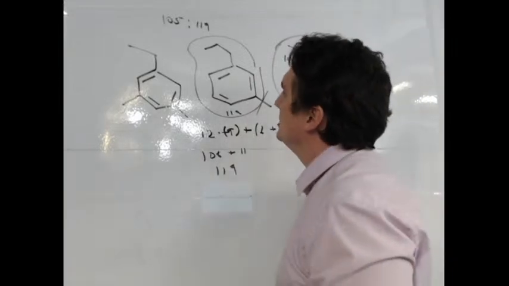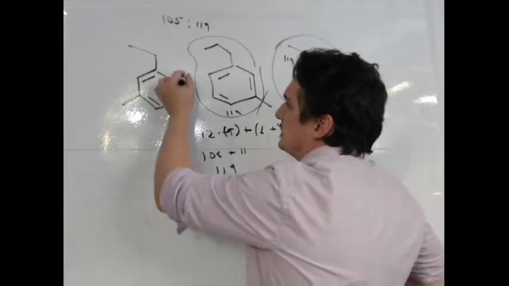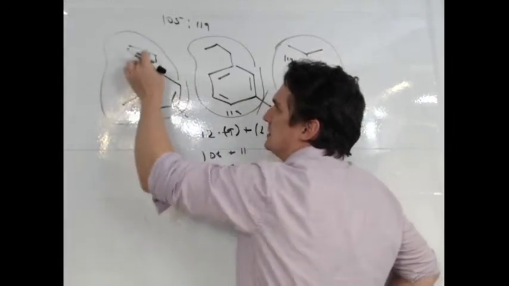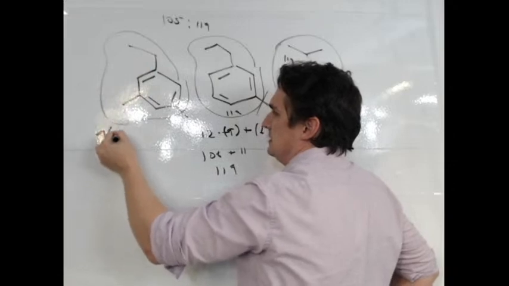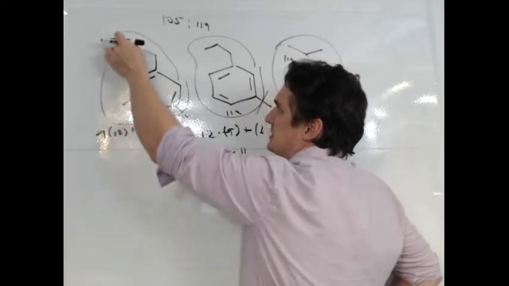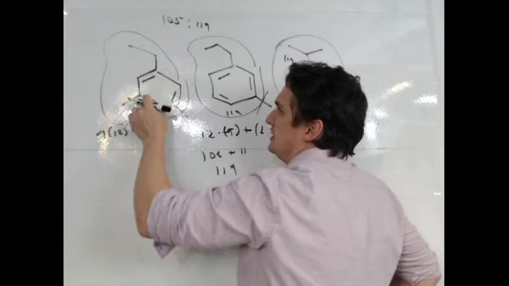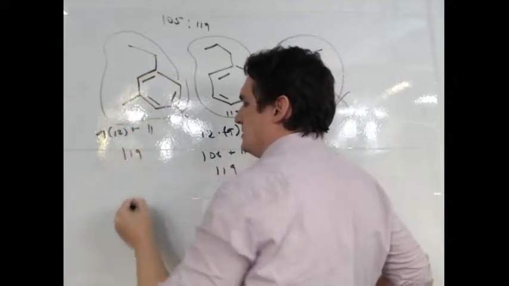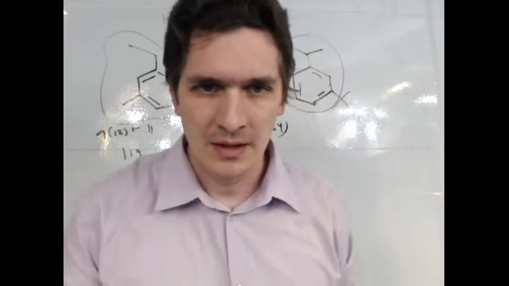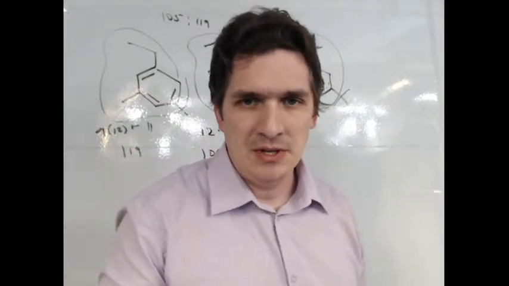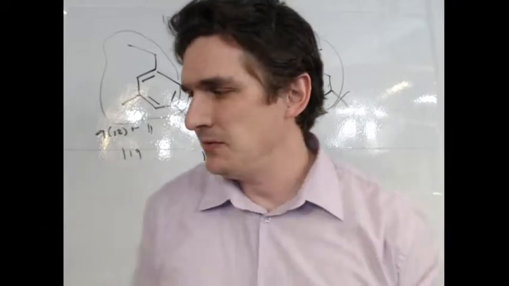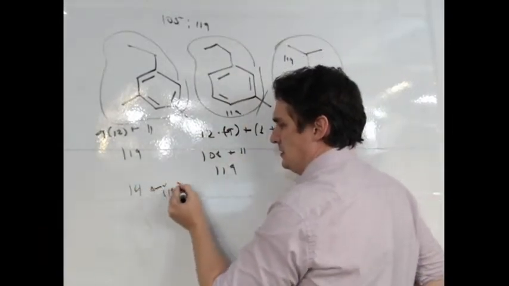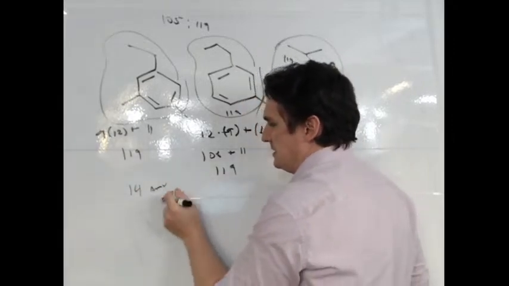Now, if I took a look at these and I clipped one, let's see here. 1, 2, 3, 4, 5, 6, 7, 8, 9. 9 times 12 plus 3, 6, 7, 8, 9, 11. It's also 119. So what's the difference between 119 and 105? That's 14 AMUs. Or a CH2 group.